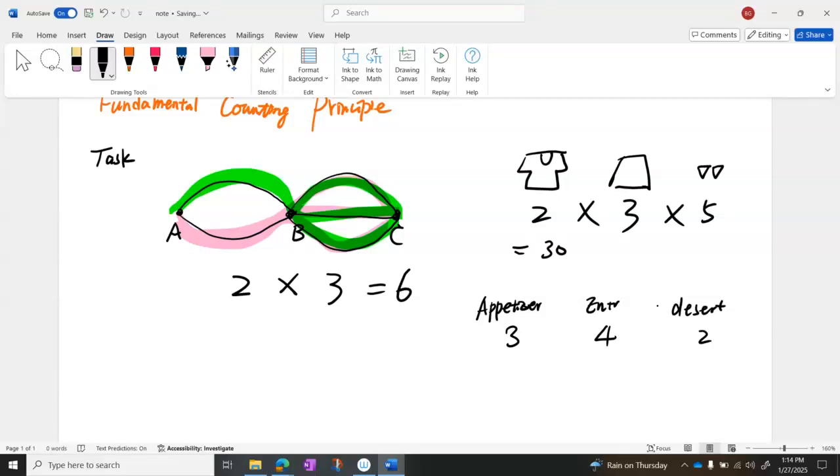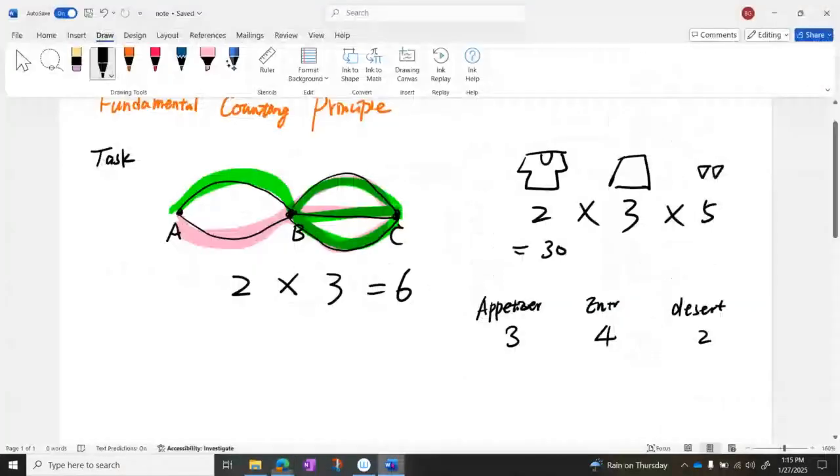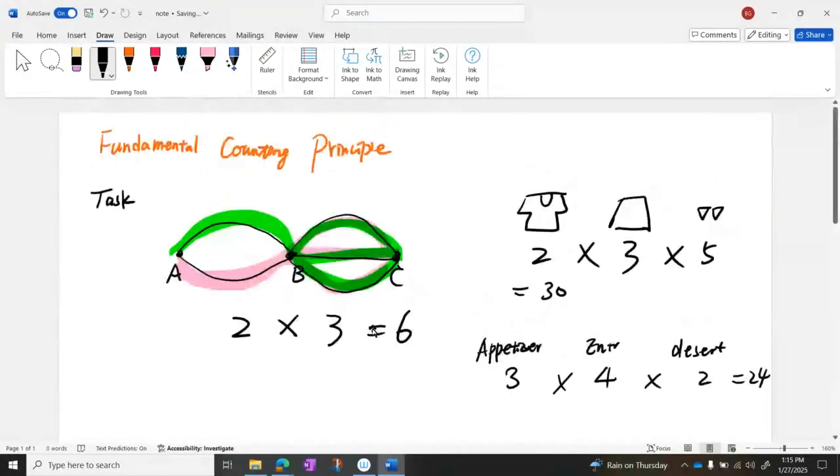You order an appetizer first. You can choose any one from the 3. And then you order your entree, any one from the 4. And then you order a dessert, any one from the 2, maybe chocolate cake and cheesecake, right? Then how many different ways do you have to order the meal? Awesome, perfect. Very good, 24, perfect. You multiply together, right? You have 24 different ways to order your meal.